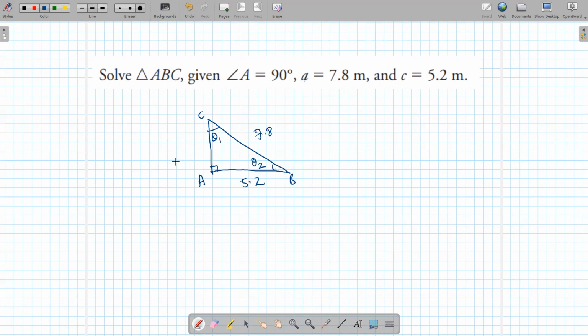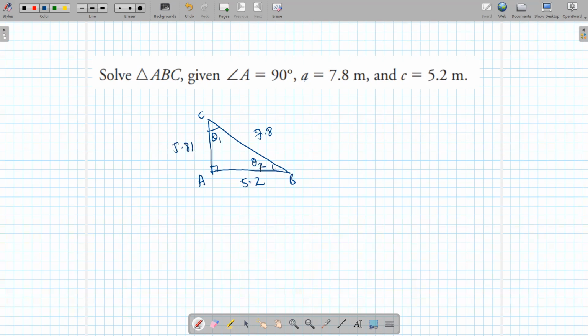How do we find CA? It's a right angle triangle. They have given you 2 sides. You use Pythagoras theorem. It's going to be 7.8 squared minus 5.2 squared, the square root of this. You get 5.81.